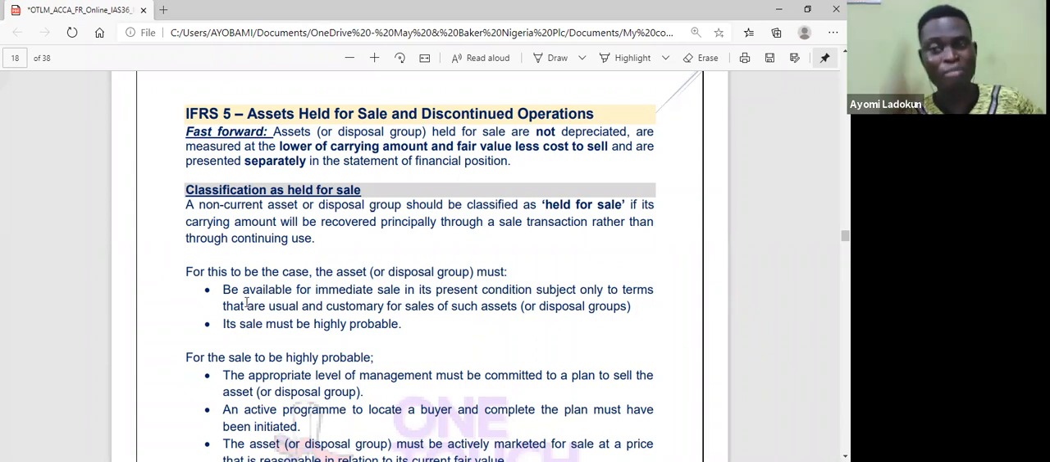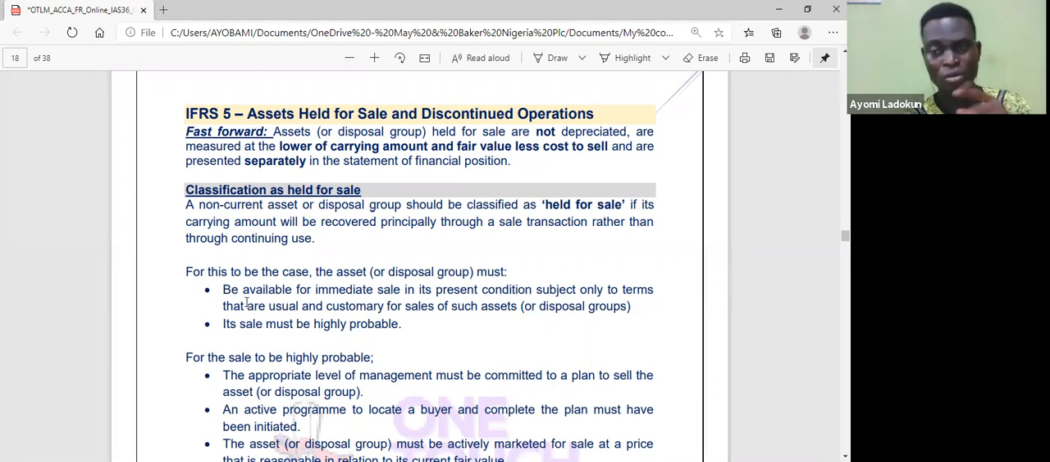Don't forget, number 3: the price offered for the asset must be reasonable, in line with its fair value. What does that mean? If I want to sell this asset at 5 million, meanwhile the fair value is 3.5, it's not reasonable. It has to be at par, at least for the purpose of the exams. Once the price is higher than the fair value, you cannot classify it as held for sale.